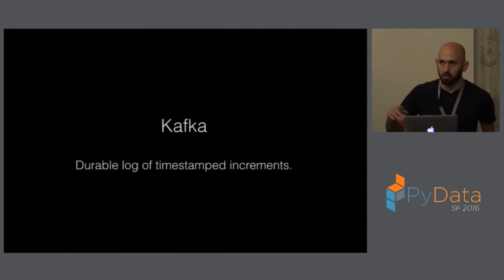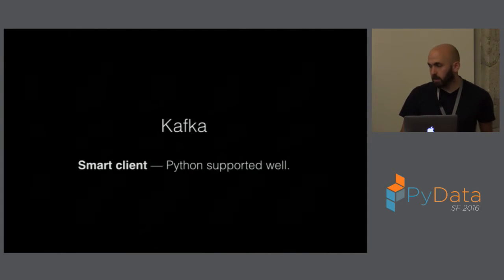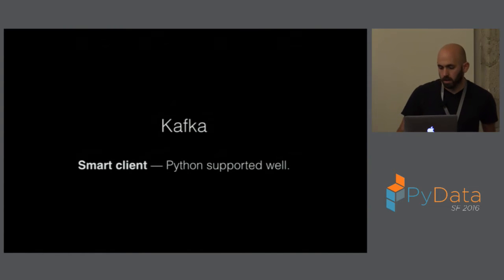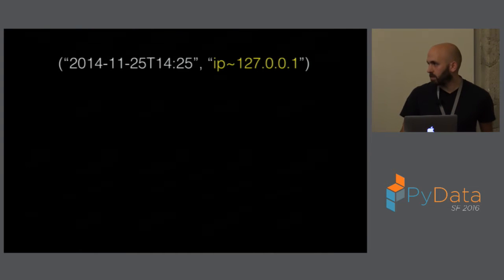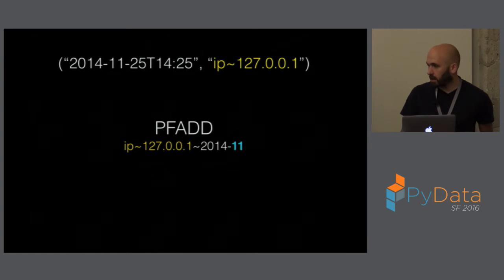And so we just used it as a durable log of all the times we wanted to increment these counts. The other interesting thing is Kafka has a very smart client. The database is fairly smart, but you also need very well-written client code, and they do support Python, which is fairly rare, because I think the only other ones are C++ and Java. Anyway, all we wrote to that was the timestamp and key. So essentially, this is at 2:25 p.m., bump that count.